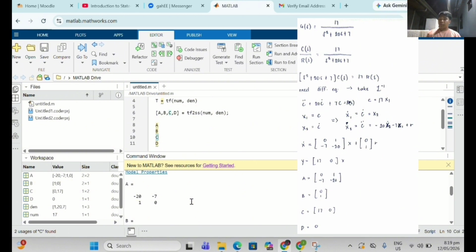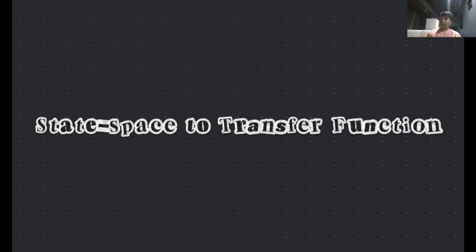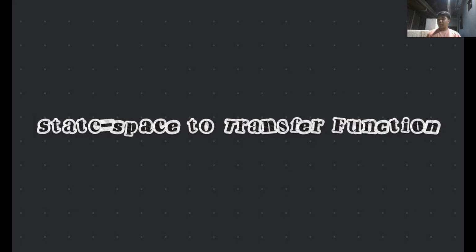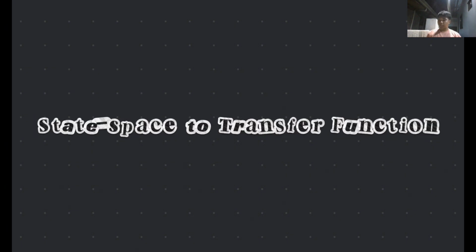Therefore, the A in MATLAB and the A in our solution are still equivalent. Just like A, B and C do not look the same in our solution, but they are still equivalent. Now let's proceed to the state space to transfer function.